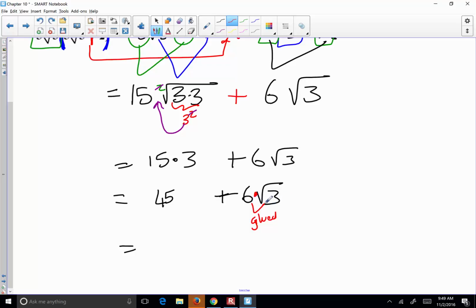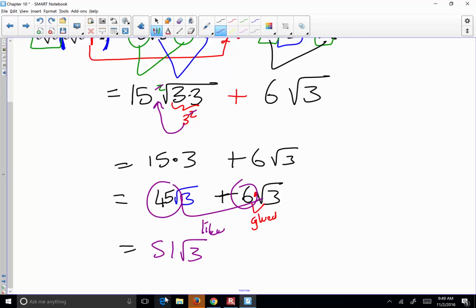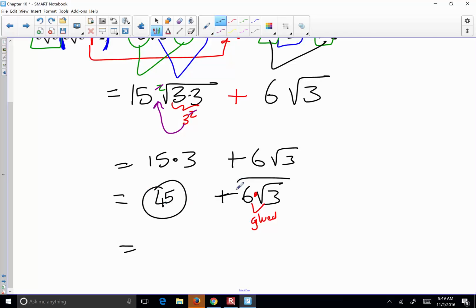Okay? The only way you can add 6 root 3 with something else is if that something else has the same root 3. So these are like terms. You can combine the numbers in front and make 51 root 3. But this is not working out here because we don't have root 3. Only this is a whole number. This is a number radical combination together. They are not like.